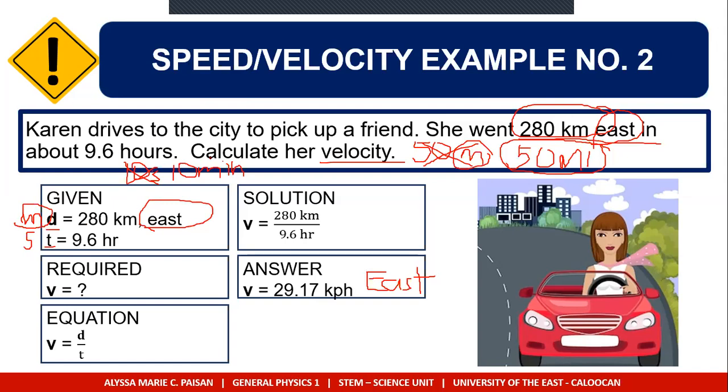Another is if the problem asks you to. For example, calculate her velocity in meters per second. If that's the case, you have to convert all displacements into meters and all times into seconds. When it says calculate her velocity in meters per second. Or when it says, for example, mph or miles per hour, calculate her velocity in miles per hour, you have to convert all displacements into miles and since the time is already in hours, you don't need to convert it. Okay?